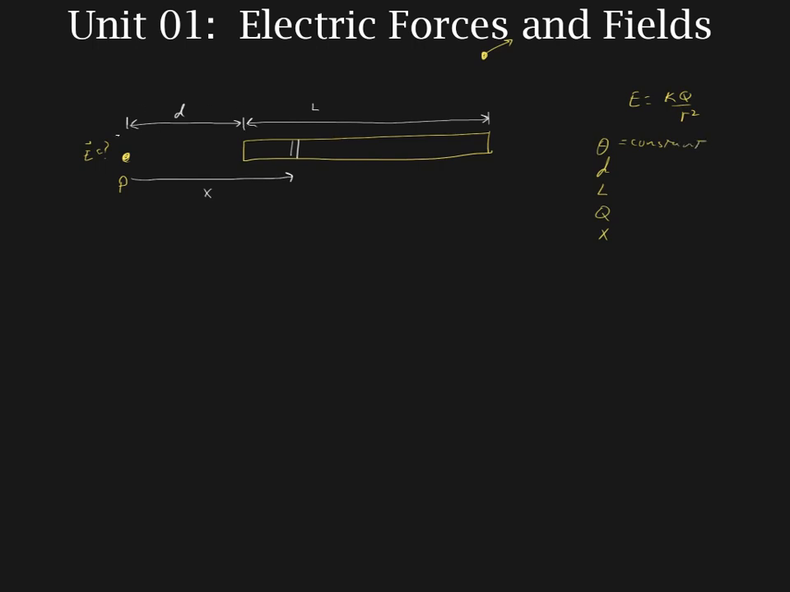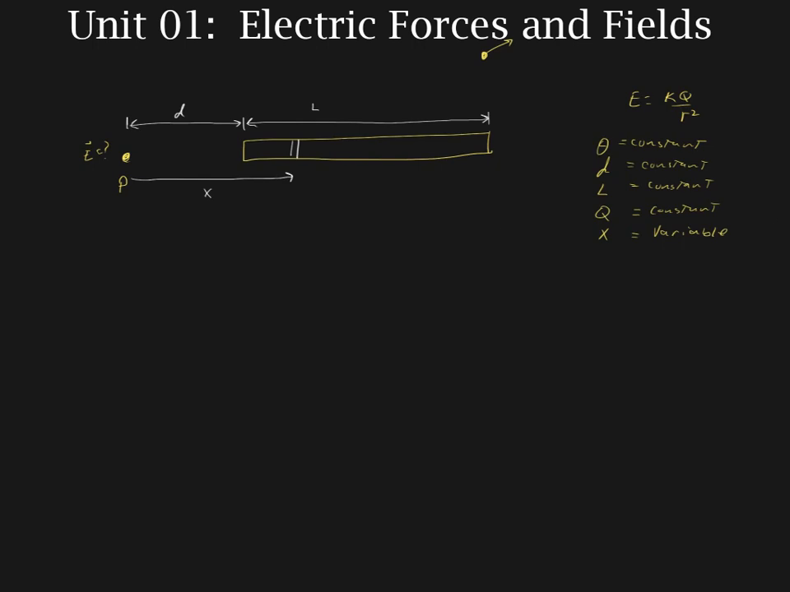D is a constant because it's not changing as we go from one end of the rod to the other, so this is also equal to a constant. The length of the rod is also equal to a constant. It's not changing size or shape as we move along. Q is going to be a constant. So the thing that's changing in this problem is x. We're going to start at D, and we're going to go to a location D plus L, and so the location of each individual chunk is what's changing. So this is the variable.